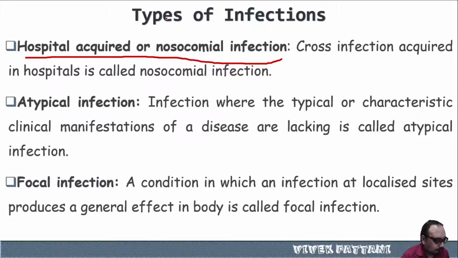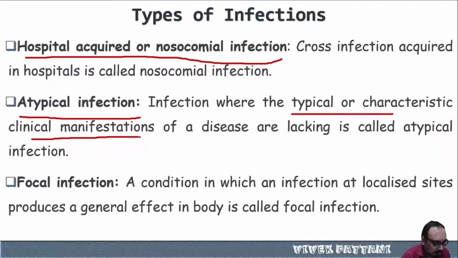Now moving forward with the atypical infection. An infection where the typical or characteristic clinical manifestations, especially the signs and symptoms of a disease, are lacking is called an atypical infection. For example, let's take an example of salmonella again, which is the best example.